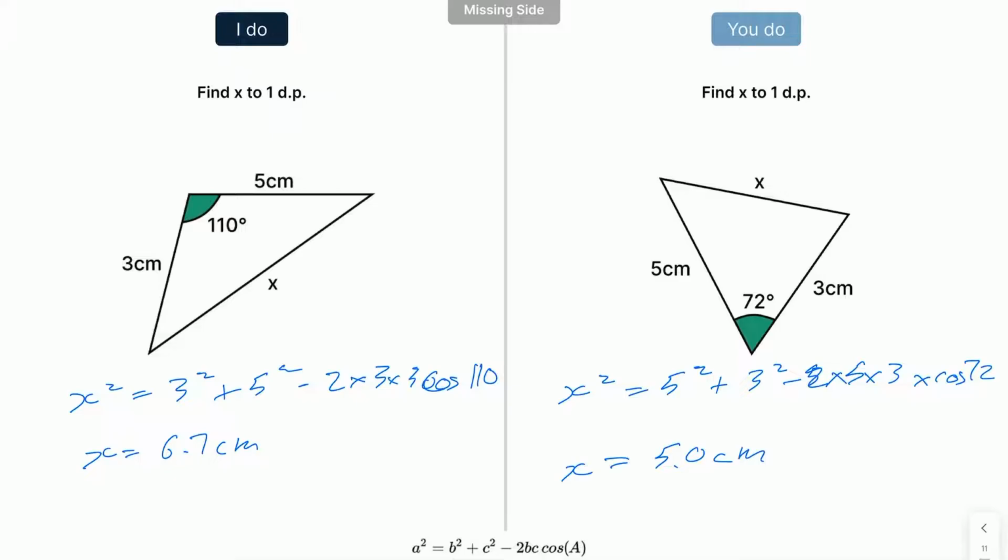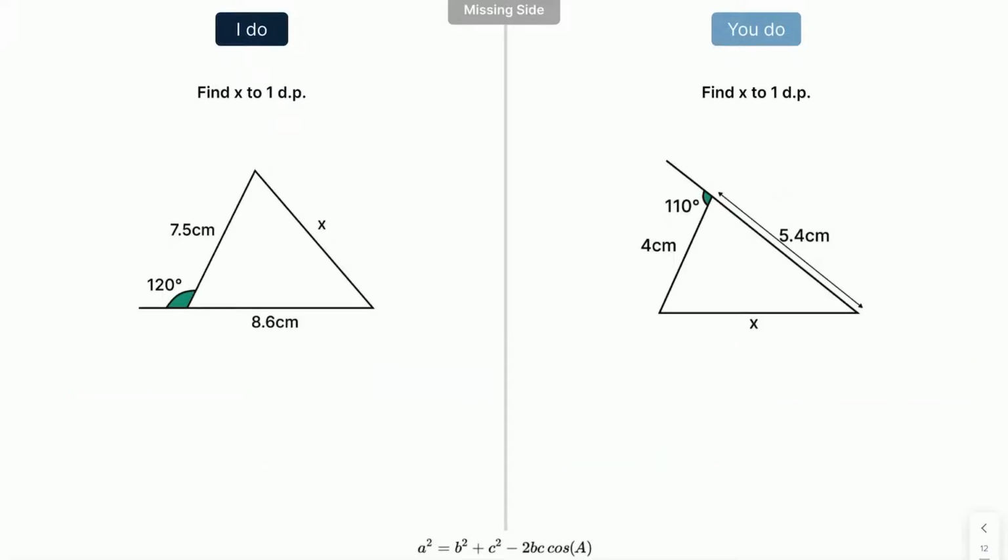Now this one, it's not immediately obvious that we need to use the sine or cosine rule here, but if you look at what you've been given, so the question's asking us to find a side, the first thing you want to check is, does it have an angle opposite it?